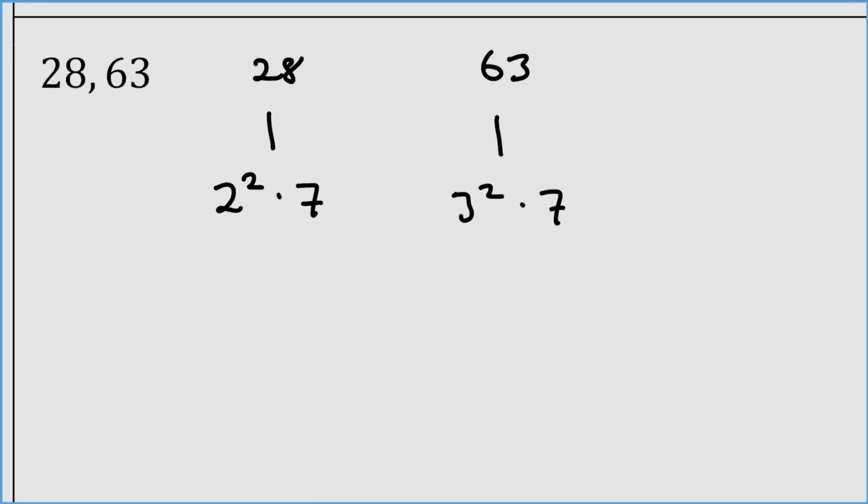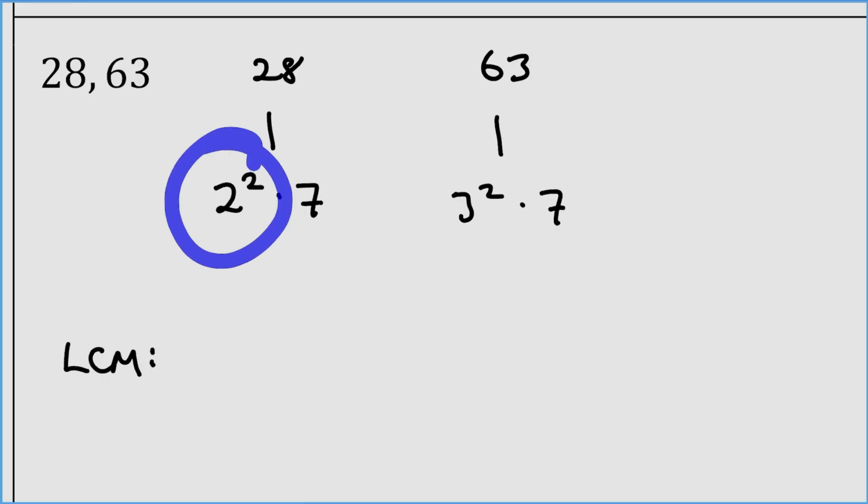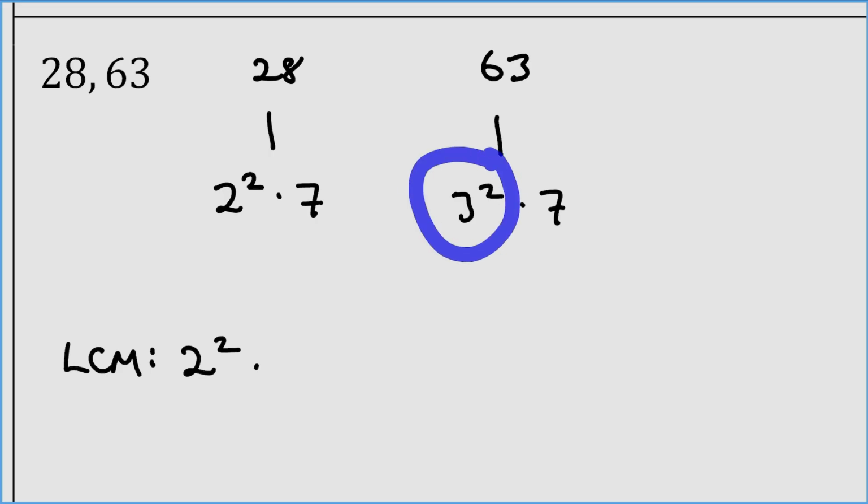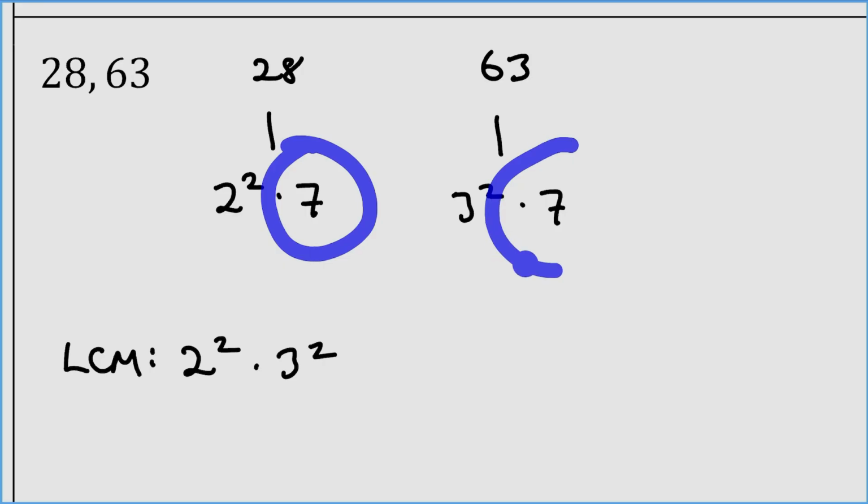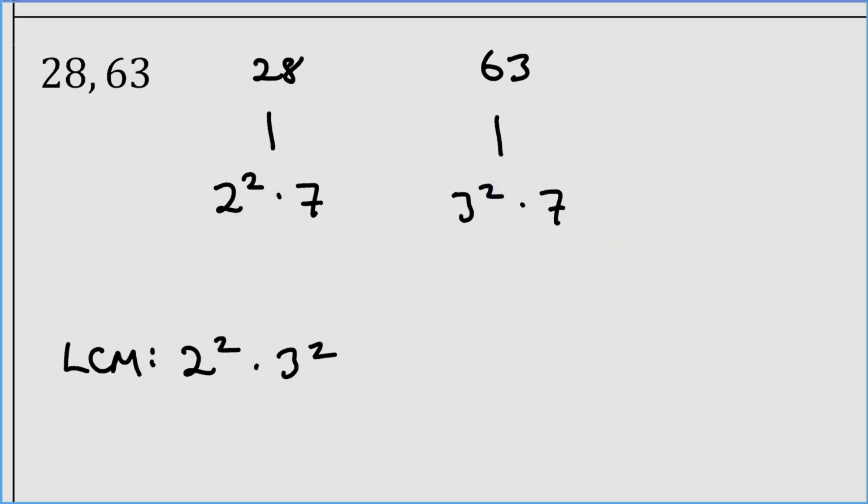Now we're down to 28 and 63. The prime factorization of 28 is 2 squared times 7. The prime factorization of 63 is 3 squared times 7. This is very similar to the last problem. We just have a 7 instead of a 5. We've only got one 2 to choose from, so we use it. We've only got one 3 to choose from, so we need to use it. We technically have two 7s, but they both have a power of 1, so that's all we need.